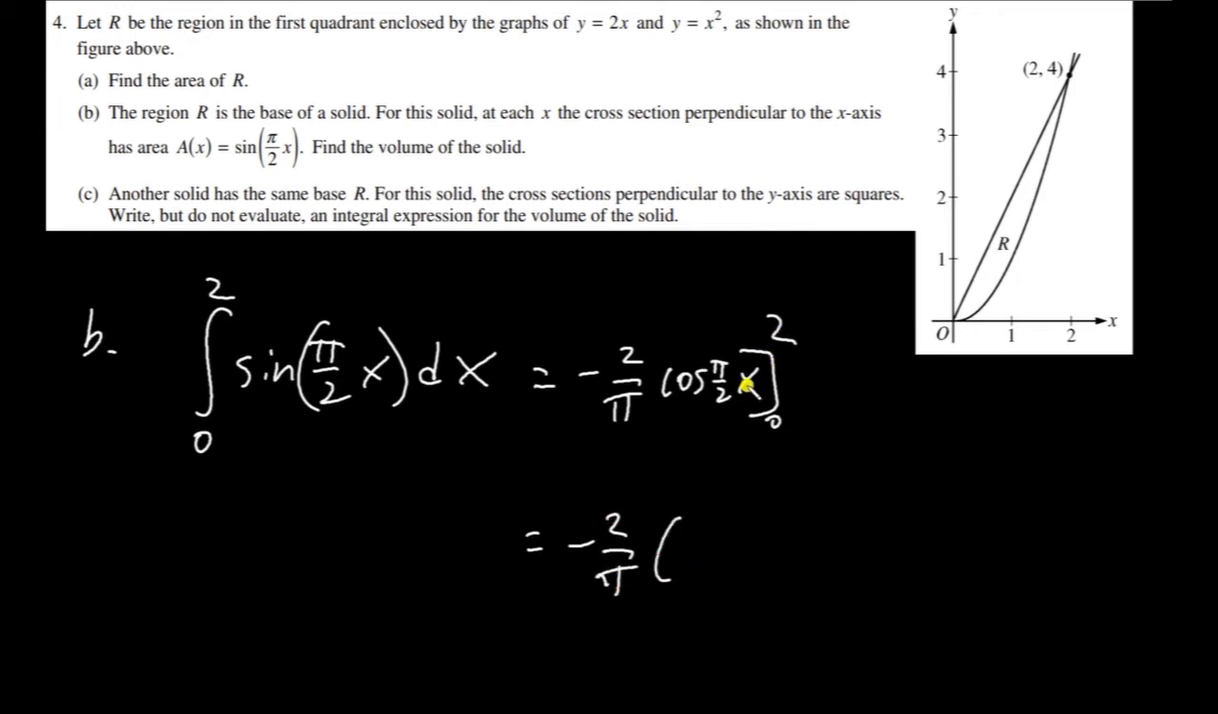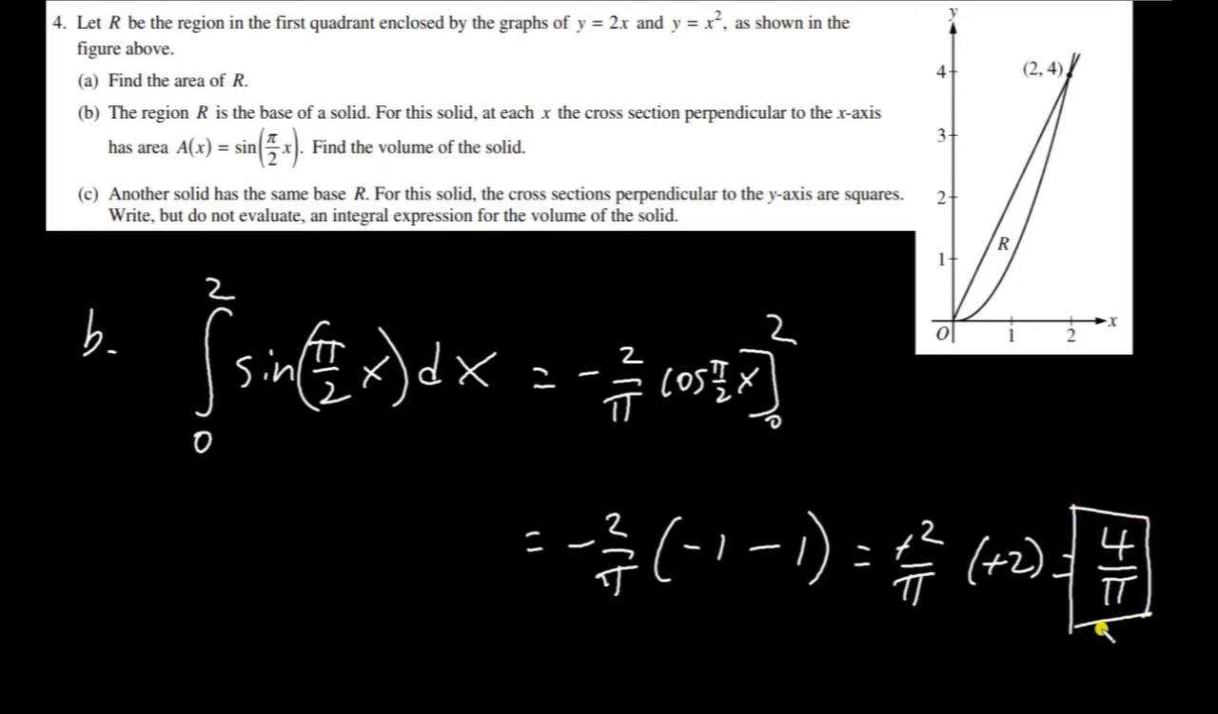So negative 2 over pi. If you plug in 2, you'll get cosine of pi, which is negative 1. Then we'll subtract. Plug in 0, you'll get cosine of 0, which is 1. So this is negative 2 over pi times negative 2. The negatives cancel, and we get 4 over pi as our final answer. Okay, this was a 3-point question: 1 point for the integrand, 1 point for the correct antiderivative, and 1 point for the correct final answer.